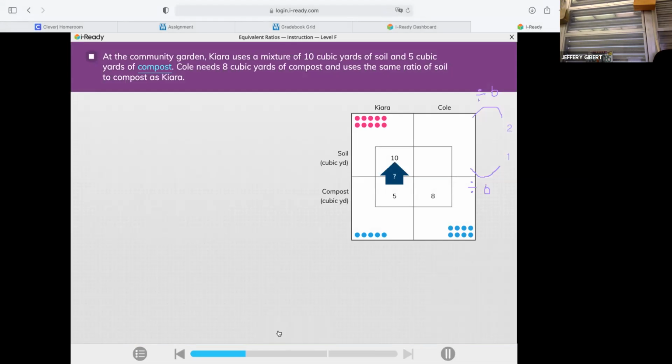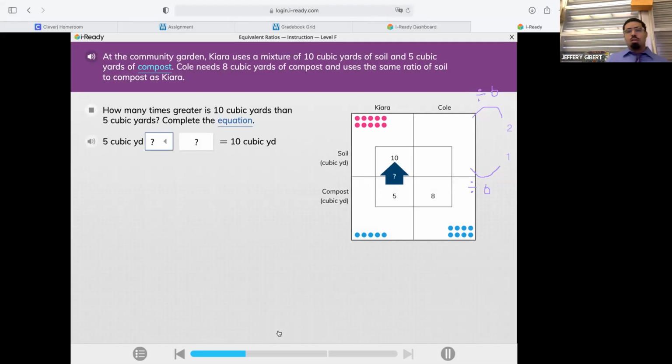At the community garden, Kiara uses a mixture of 10 cubic yards of soil and 5 cubic yards of compost. Cole needs 8 cubic yards of compost and uses the same ratio of soil to compost as Kiara. How many times greater is 10 cubic yards than 5 cubic yards? Complete the equation. 5 times or divided by something equals 10.